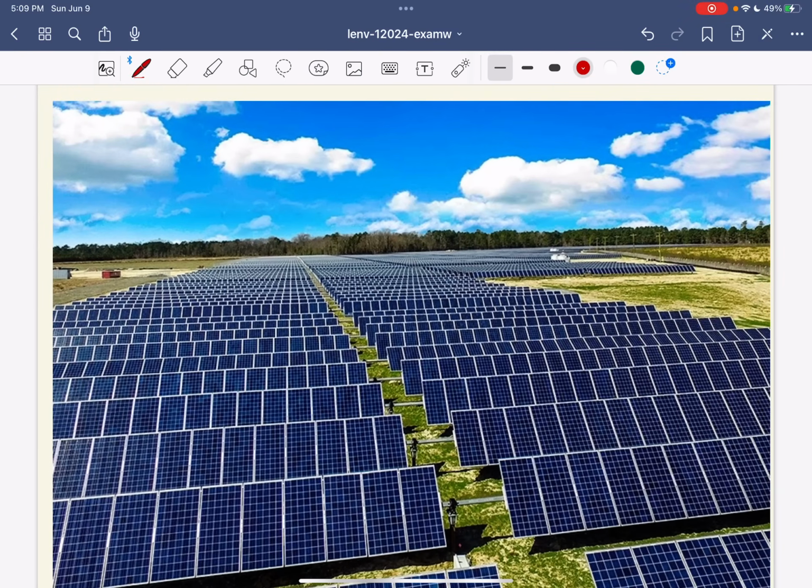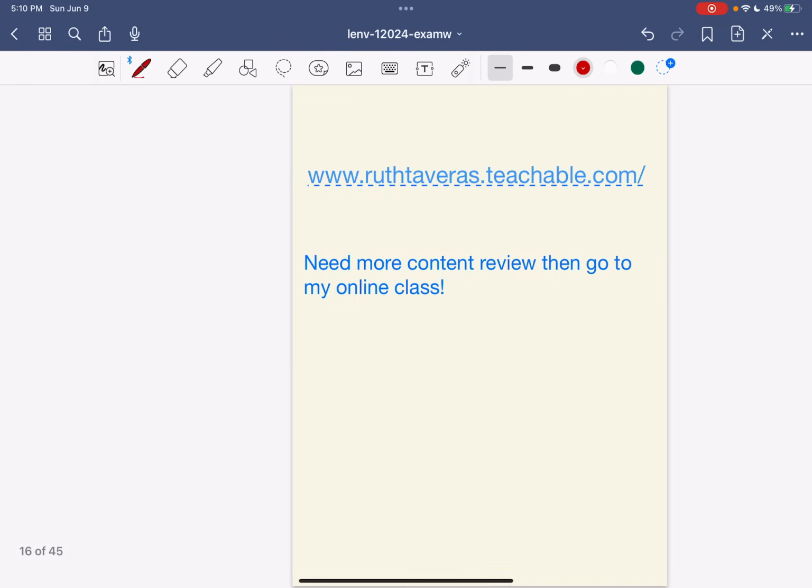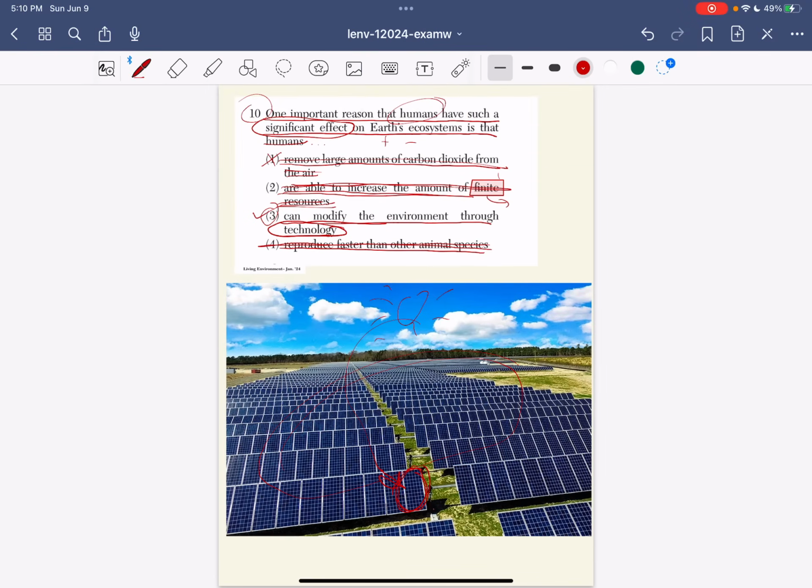What are these? What are these? These are solar panels. This is a positive thing that we've done, where we take energy from the sun, okay, and convert it into electricity so that we don't have to burn fossil fuels and continue to pollute the planet. But here we have solar panels, and we are able to generate electricity from all of these panels, okay? All right, so the best answer for number 10 was choice 3.